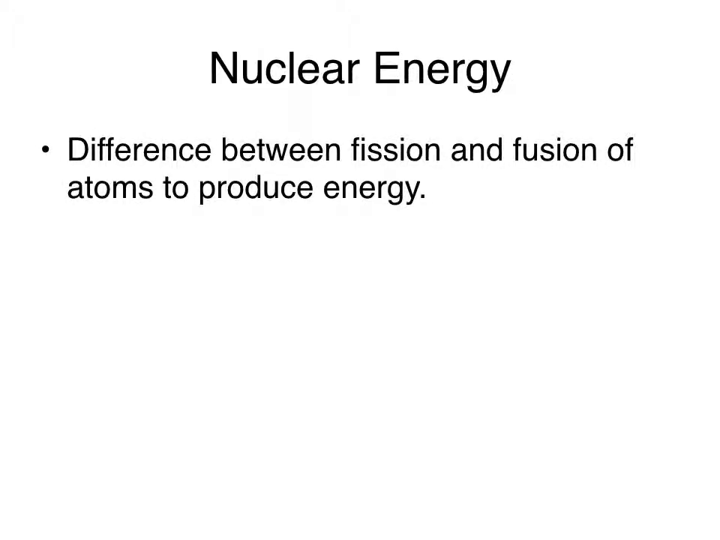Now, what's the difference between fission and fusion of atoms to produce energy? Well, fission is the splitting of atoms to release energy. Fusion, on the other hand, is the combination. So one is obviously division, and the other one is combination. Combination of atoms, again, with the release of energy. So both seek to release energy.